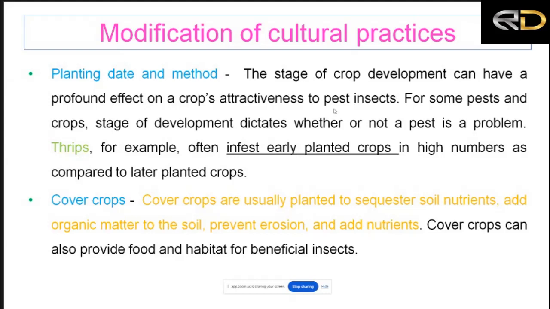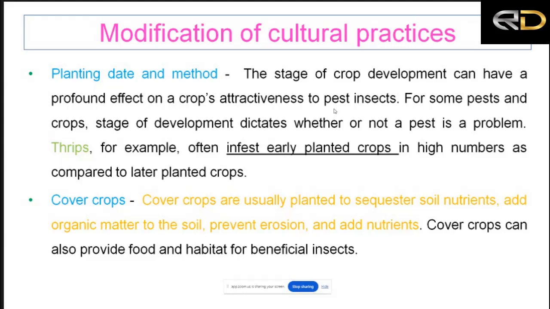Next one is the cover crops. Cover crops simply means we are growing some crop in between our cash crops, our main crops. In between, we are growing some crops to sequester nutrients. If that crop is covering the ground, they are not giving any space for the pathogens to grow. They are also absorbing some nutrients from the atmosphere.